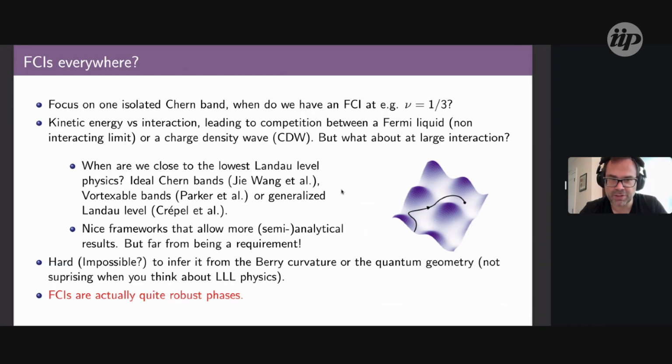And it raised the question whether it's possible to really infer the emergence of an FCI just based on information coming from the one-body physics, be it the Berry curvature or the quantum geometry. And overall, the message here is that FCI is actually a quite robust phase, especially if you're in that limit where the interaction is strong compared to the bandwidth and you don't care about band mixing.